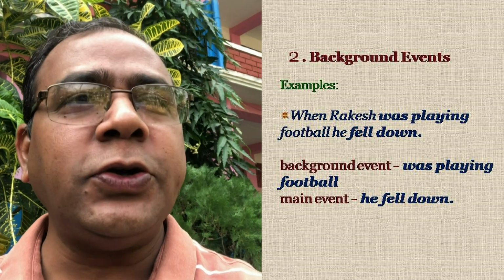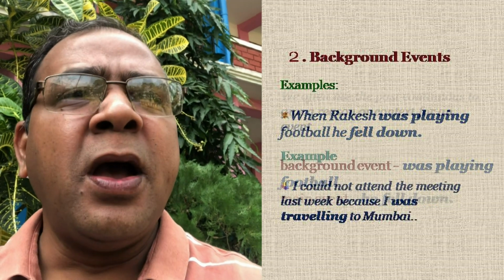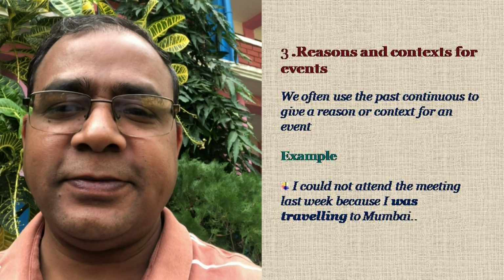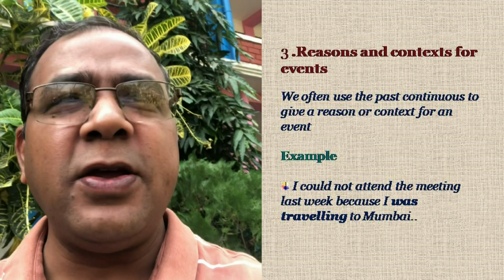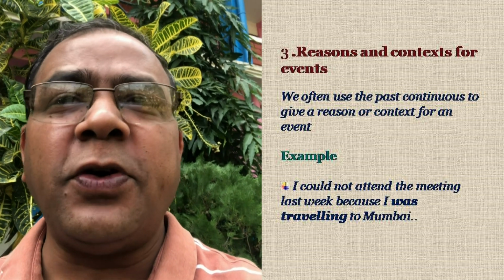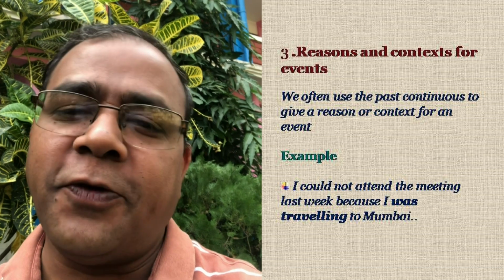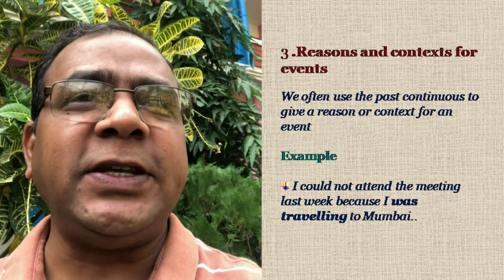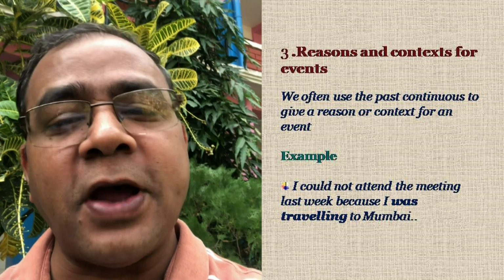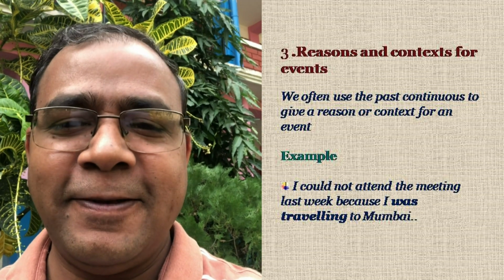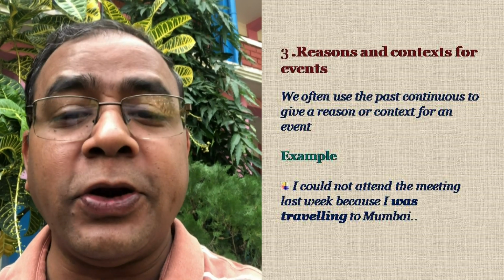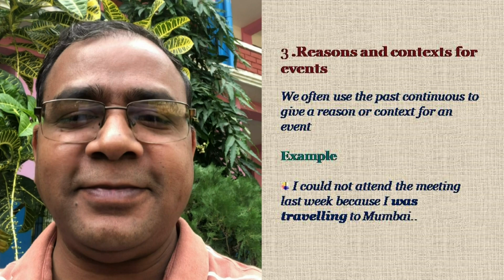Okay? Now let us go to the third: reasons and context for events. Let us understand through the examples. We often use the past continuous to give a reason or context for an event. So let us see the example. I could not attend the meeting. Why? Because I was traveling to Mumbai. See? You are giving a reason. You are giving a context. Okay?